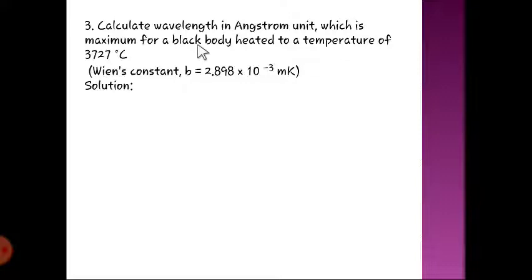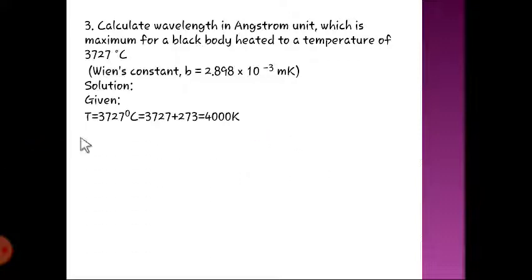So that is nothing but Wien's displacement law, which was explained by the scientist whose name is Wien. Why is it displacement? Because the wavelength is displacing. In this numerical we are going to find lambda max in Angstrom unit. They have specified the unit in which they want the answer. We are going to find lambda max for a temperature of 3727 degrees Celsius, and Wien's constant is given.